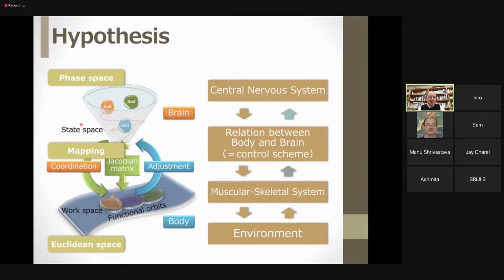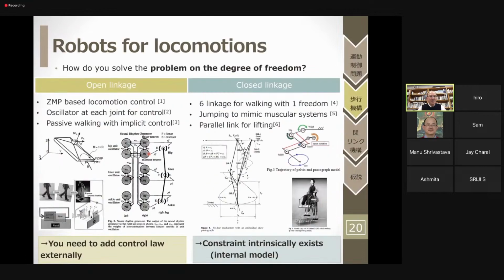The phase space represents the different gaits, the different motion patterns, in the state space. The mapping exists in the coordination, the Jacobian matrix, and the adjustment happens in the parameter tuning in the working space. This is a schematic formulation of how the brain and robot behave. We thought about what kind of contribution is possible in an actual robot with such a CPG-inspired concept, as part of brain-inspired robotics.